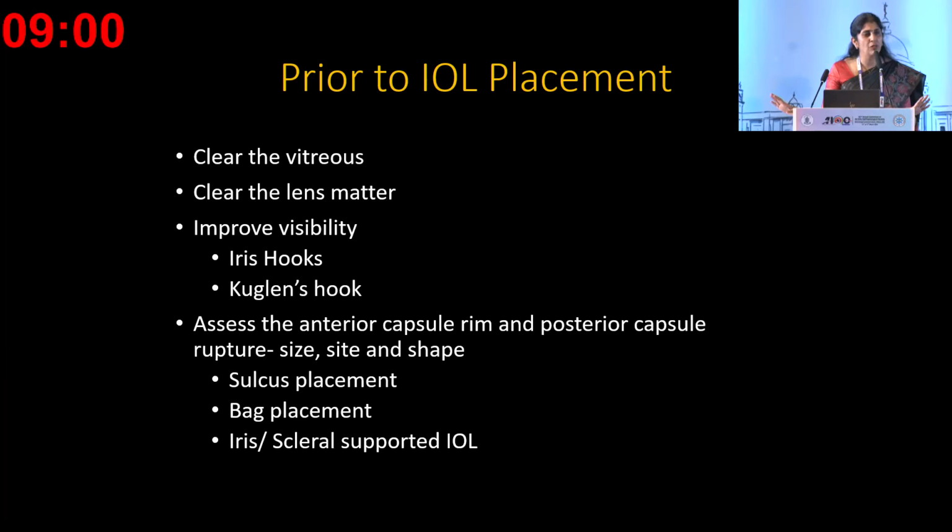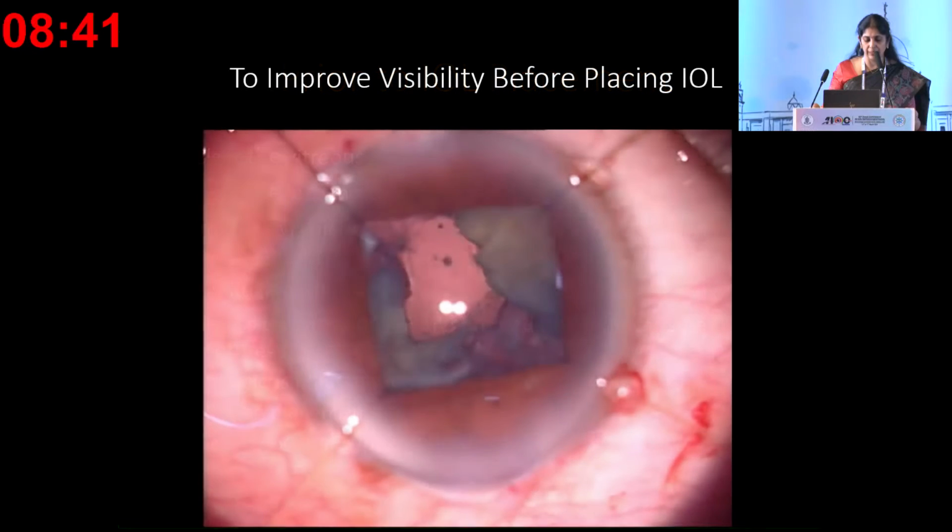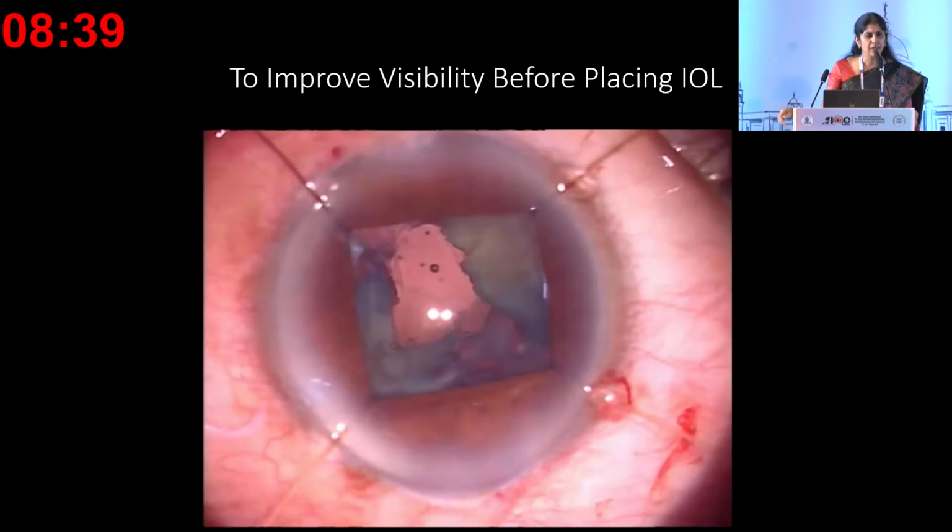Make sure you have good visibility. That's when you will be able to choose the right kind of lens. If you've already planned a specific lens like a multifocal or a toric, whether that can be placed or not is known only after you've put iris hooks and are able to see where the support is. And assess the anterior capsule rim, posterior capsule rim, and then decide if you want to go for an alternate technique as well. So these iris hooks are invaluable.